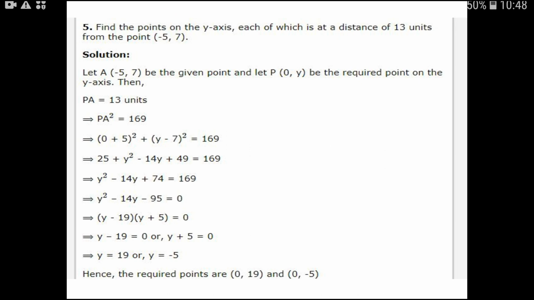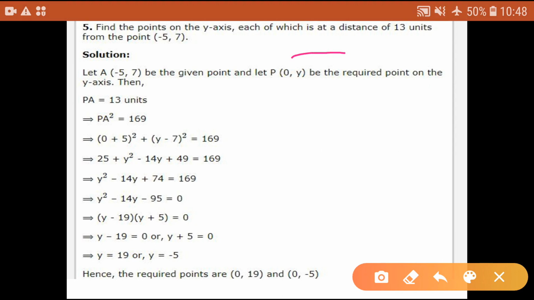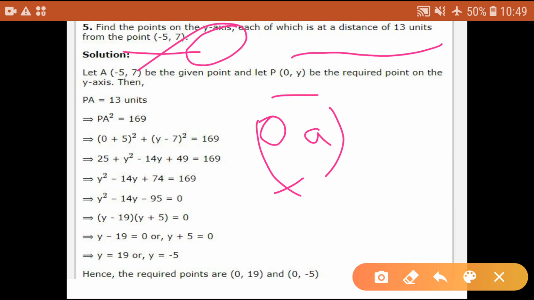Now we have a point on the y-axis. You have to find a point on the y-axis which has a distance of 13 units from the point -5, 7. So a point on the y-axis, as I have told you in the video also, is of the form 0, a. So we can take it 0, y over here, and because it is at a distance of 13 units from this point, let us take this point to be A. PA equals 13 units. So using the distance formula, x2 minus x1 whole square plus y2 minus y1 whole square, and then squaring, we are getting an expression of this form.